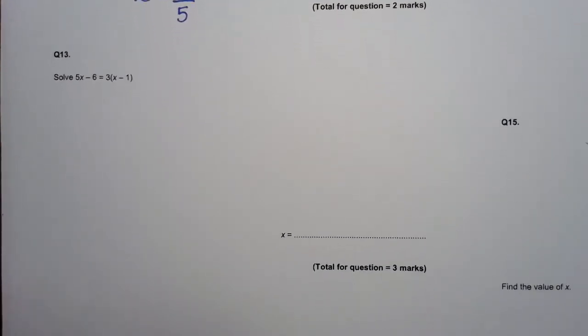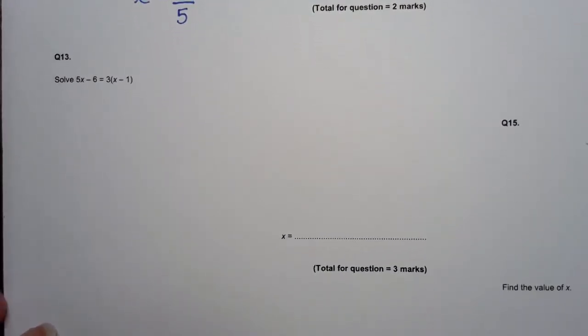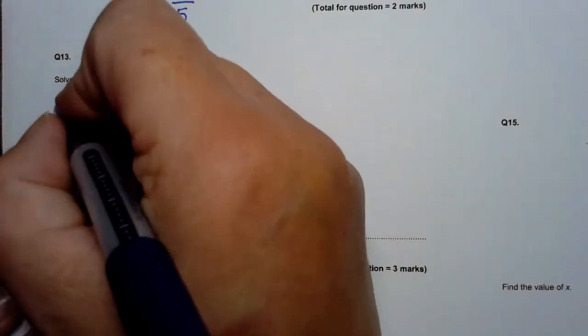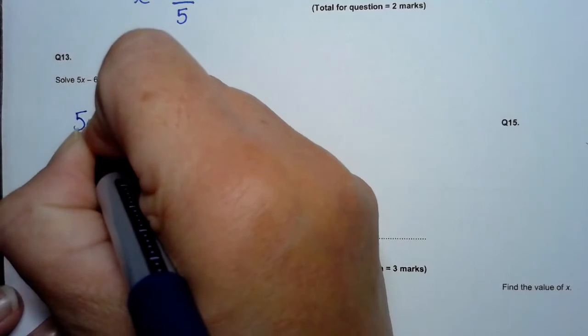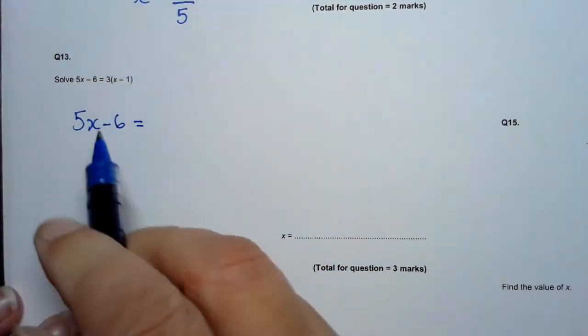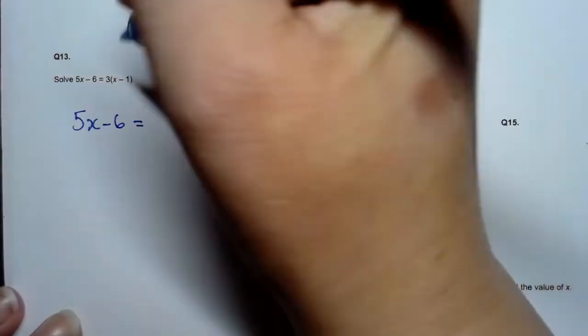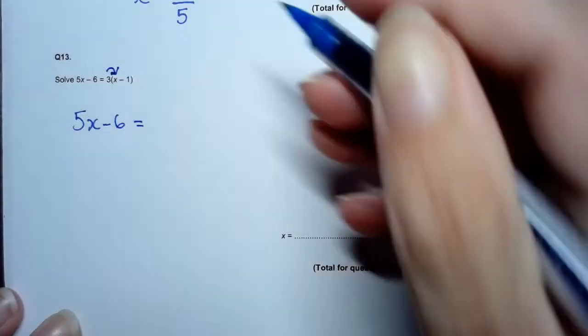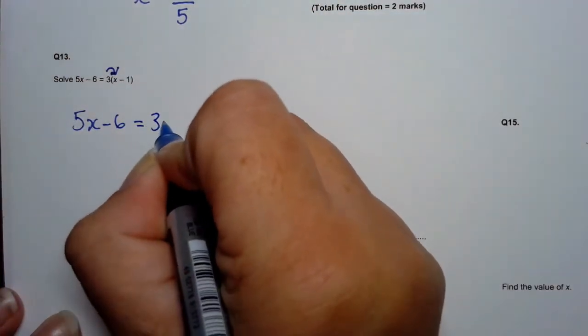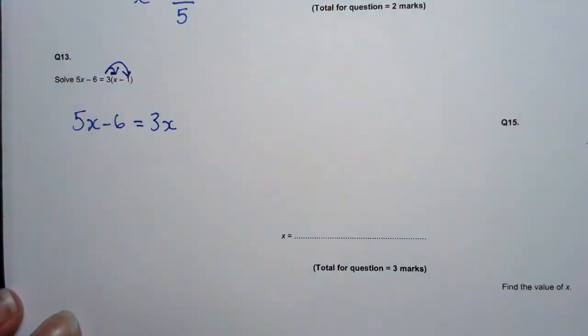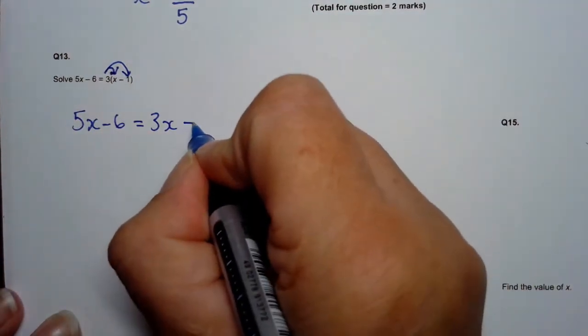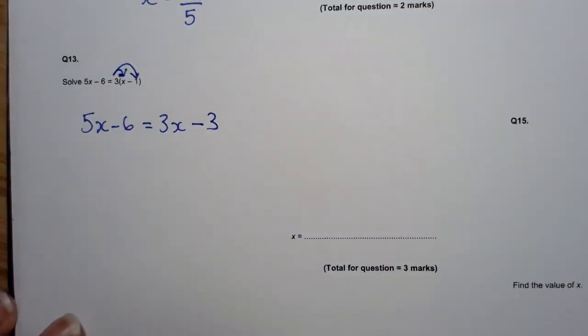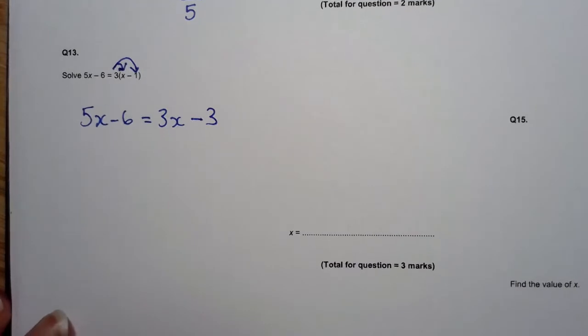And for question 13, again we've got a double-sided equation, and this time we've also got a bracket on one side. So the first thing we're going to do is expand those brackets. So I'm going to have 5x minus 6 on this side, and when I expand this one, 3 times x will give me 3x, and 3 times minus 1 will give me minus 3. So now I've got an equation that I can start working with.